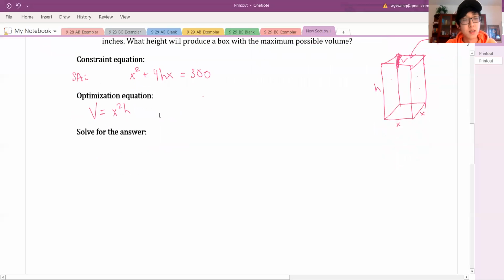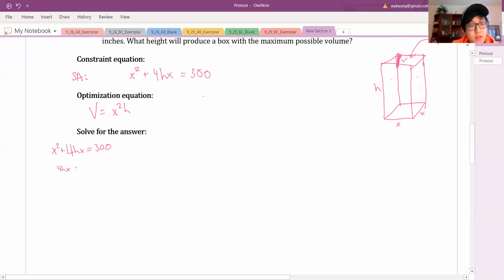Okay, well, let us substitute in a value, right? Because we have, again, 2 variables here. That's not very good. It's hard to optimize that. We want just 1 variable so our equation is easier. So I'm going to solve for h in this top constraint equation. So x squared plus 4hx equals 300, right? I'm going to subtract x squared from both sides.